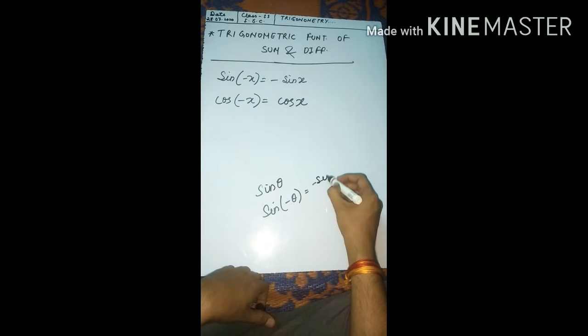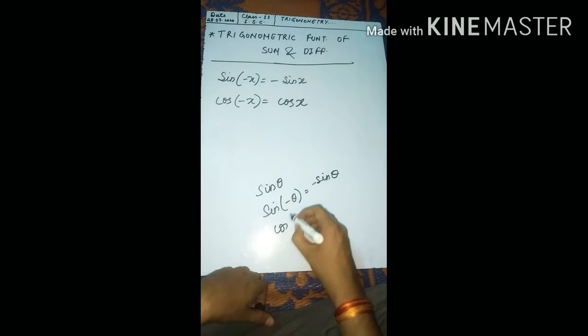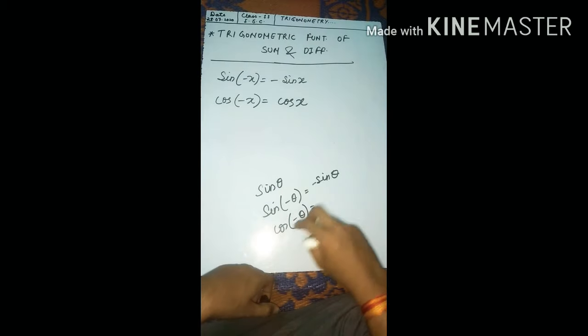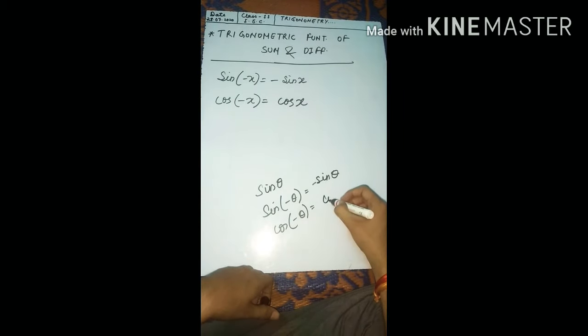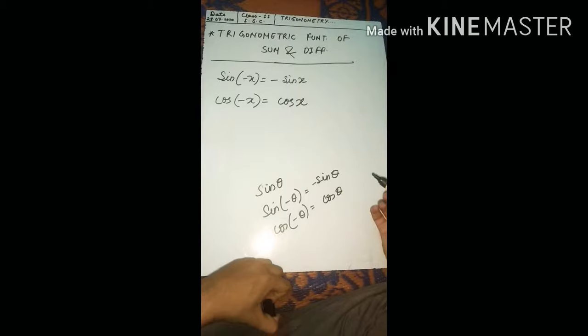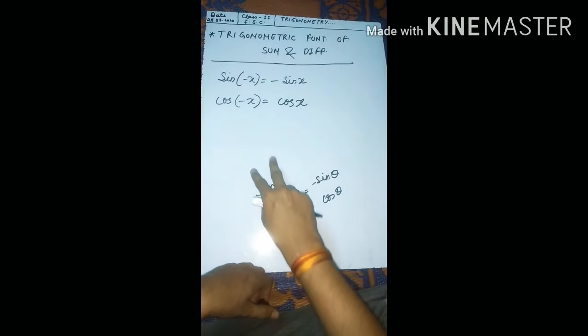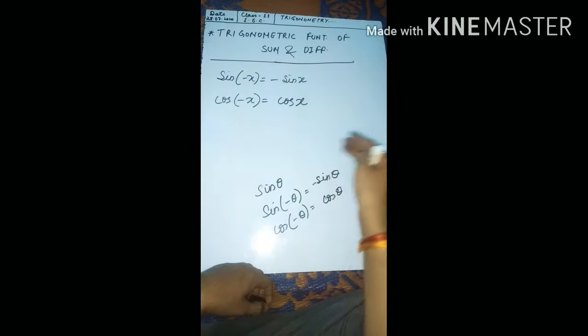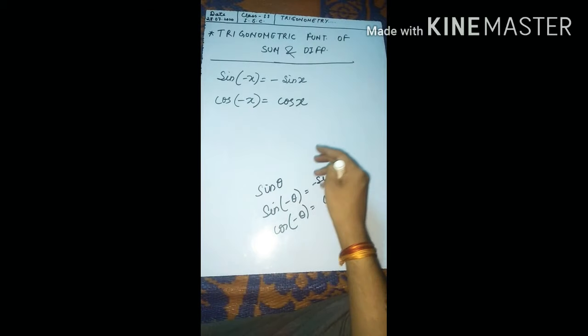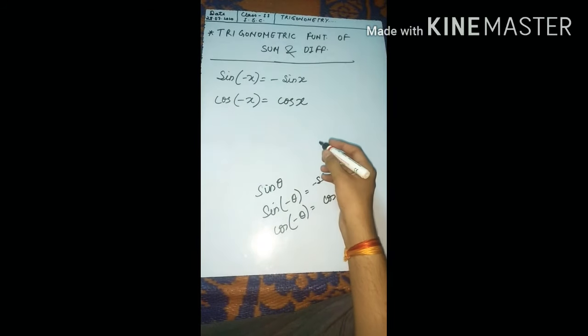Sine of minus theta is minus of sine theta, and if you talk about cos theta, then the cos of the negative angle is always positive. Now what is the reason why this is not negative? This I will explain in this video only, but in the coming time.